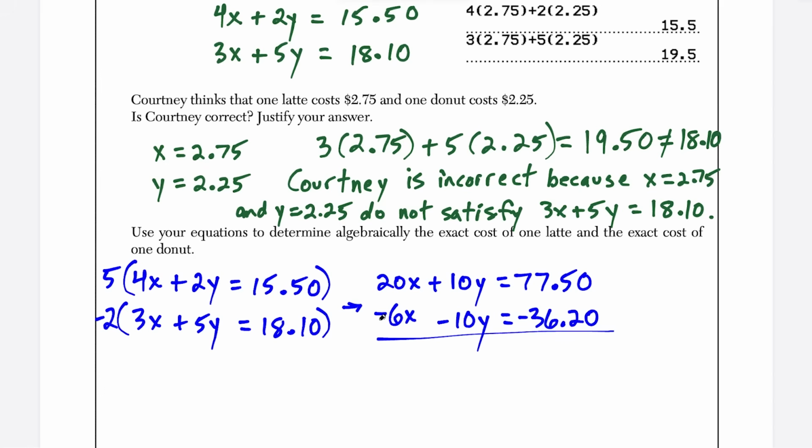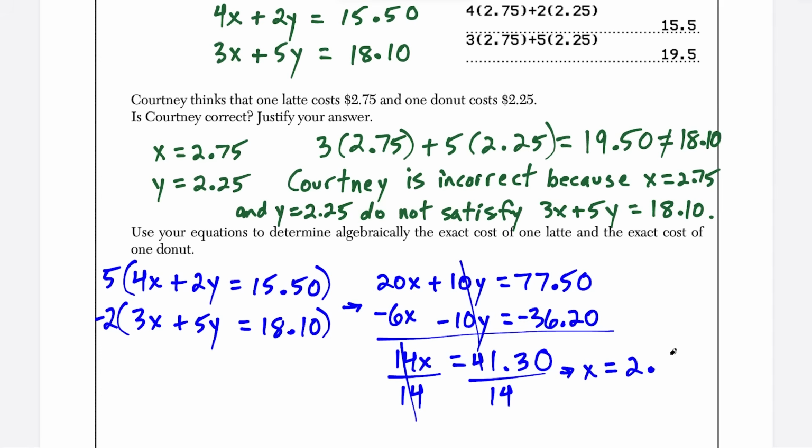So now 20x minus 6x is 14x, and 10y minus 10y cancels, and this is equal to, I'll just do the subtraction. We have 0 minus 0 is 0, 5 minus 2 is 3, and then I have 7 minus 6 is 1, and 7 minus 3 is 4. So then from here, I just divide both sides by 14, and for this part, we could use a calculator, but it's just simple division, so I won't show it on the calculator display. If we divide these two numbers, we're going to get 2.95.